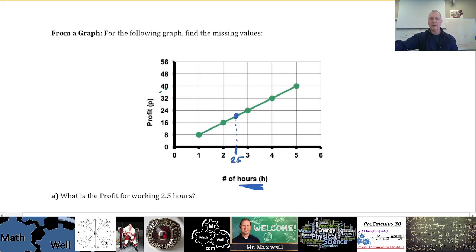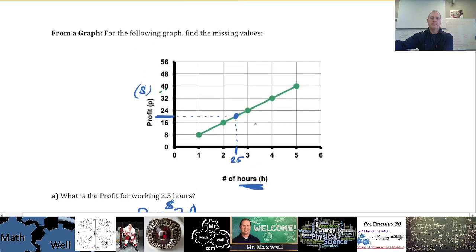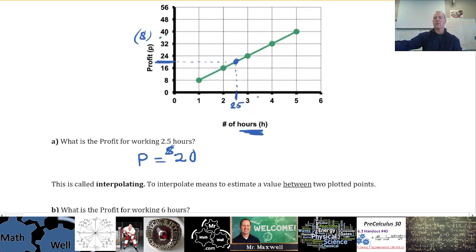And so what is the y coordinate for this exact point? We just go over to the y-axis, and we find out what number would be right in between 16 and 24. Well, that's a difference of 8, so if we add 4 to 16, it looks like we should get 20. So the profit for 2.5 hours should be 20, and there's no units there. You should put units there, dollars. So it would be $20, looks like. Okay? So again, that's using the graph instead of the equation to get this information.